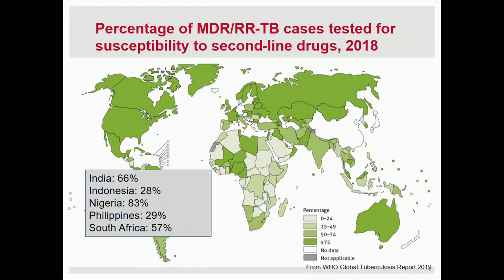Indonesia, 28%. Nigeria is 83%. I question that, and I think it might be 83%, but probably the quality is pretty poor. My Nigerian colleagues, I apologize. Philippines, I think everyone is pretty surprised at such a low number. And even South Africa, which for the TB world has probably the best ability to diagnose first-line and second-line drug resistance, we're only talking about half of their patients.